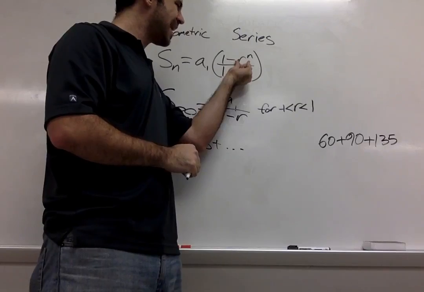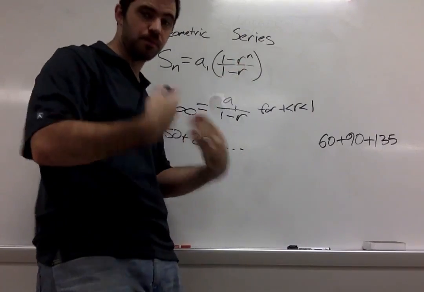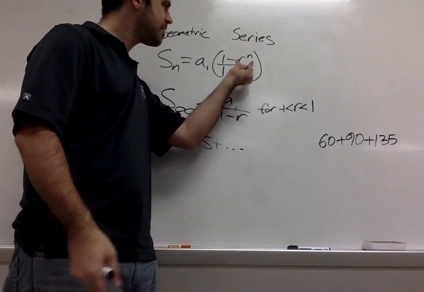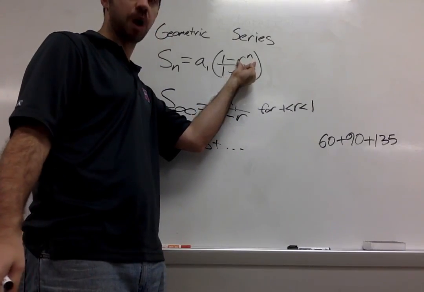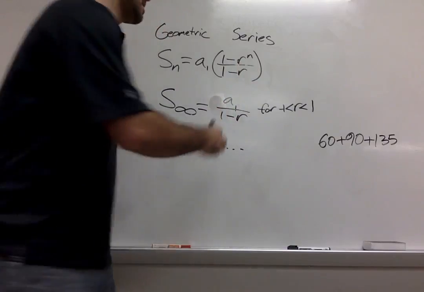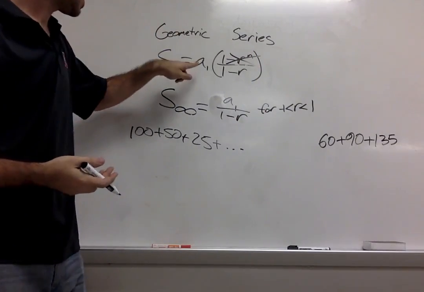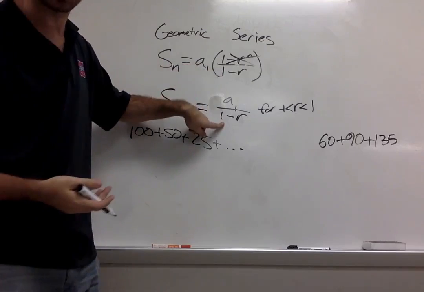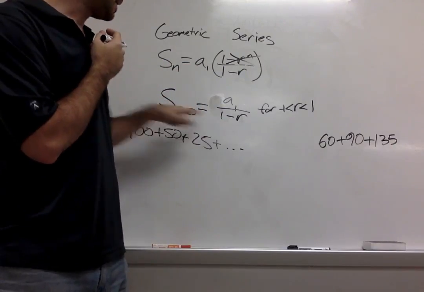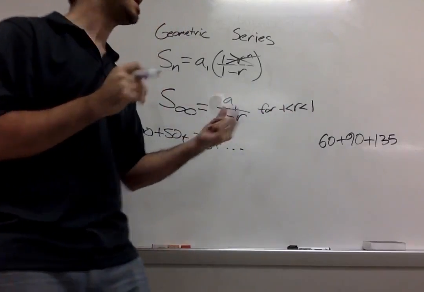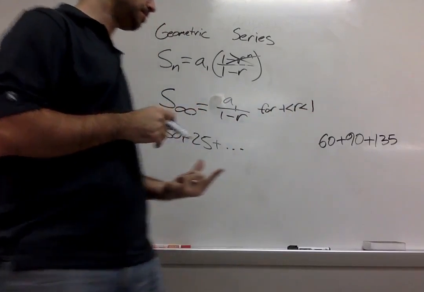But if this guy is less than 1, and we start multiplying by it over and over, like 1/2 times 1/2 times 1/2, this guy is actually going to get close to 0. So basically what happens is this guy goes away. And our formula gets much simpler. Again, this only works when r is less than 1 and bigger than -1.